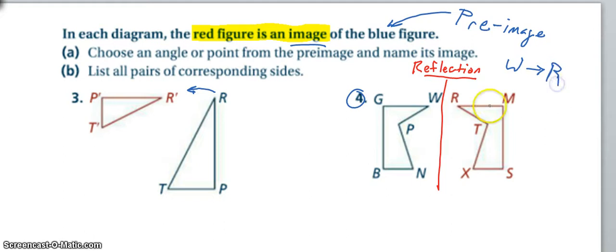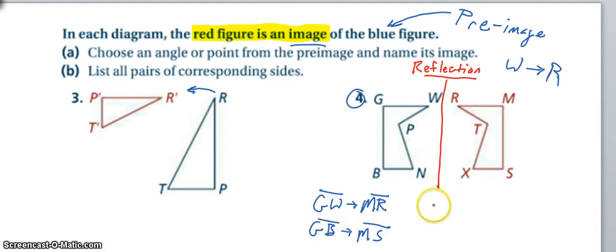So now if I want to match up these corresponding sides, I could say that GW, not George Washington, maps to MR. Then I could say that GB maps to, now remember order is extremely important here, so GB, G being the top point, B being the bottom, has to go top, bottom, so maps to MS. And we can keep going and list out the rest of the sides, so go ahead and do that.